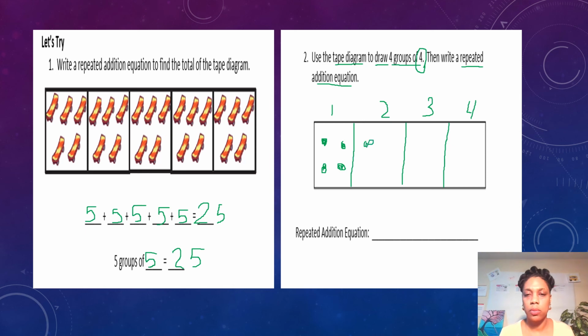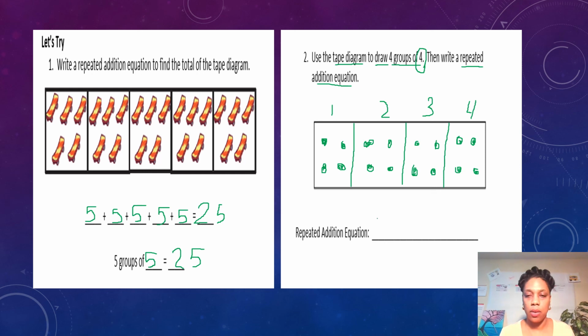1, 2, 3, 4. I'm going to put 4 chips in this group. 1, 2, 3, 4. Now I'm going to put 4 in this group. 1, 2, 3, 4. Okay, so I see I have 4 plus 4 plus 4 plus 4.